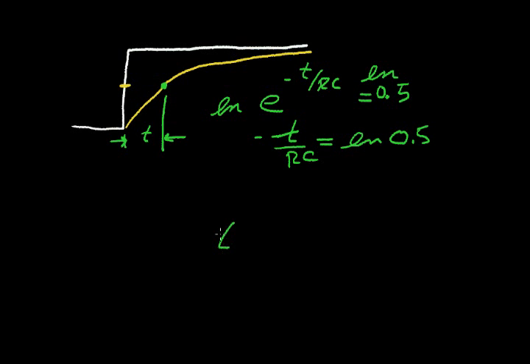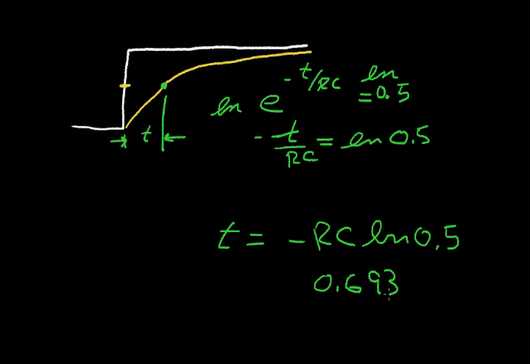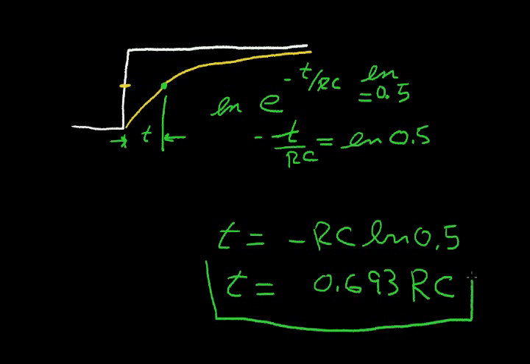So time is equal to minus RC ln of 0.5. If I take the natural log of 0.5, that comes out to minus 0.693, and a minus times a minus gives us a plus, so this is 0.693 RC. So the time to get halfway up the waveform is 0.693 times RC, which is a useful value to remember.